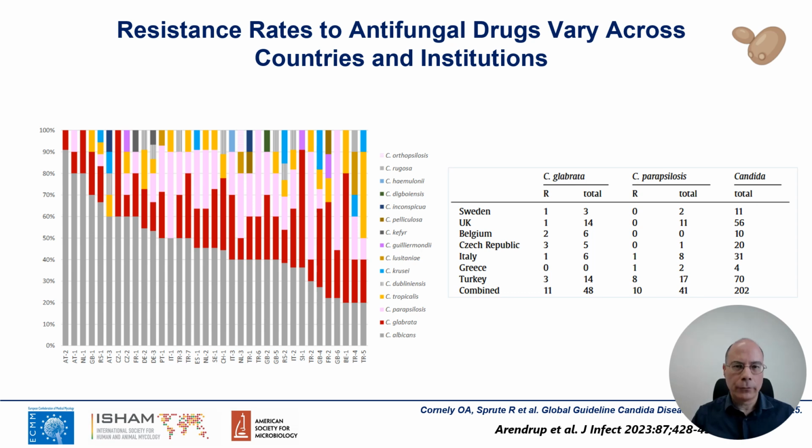To illustrate how variable Candida epidemiology can be, this comparison of European centers shows very significant differences in Candida species distribution among countries and even among medical centers in the same country. Importantly, most of the azole resistance was attributed to Candida glabrata and Candida parapsilosis, and within those species different resistance rates were observed among countries.